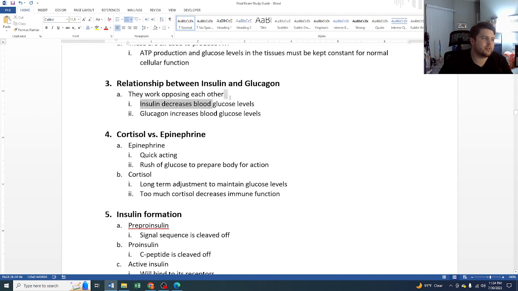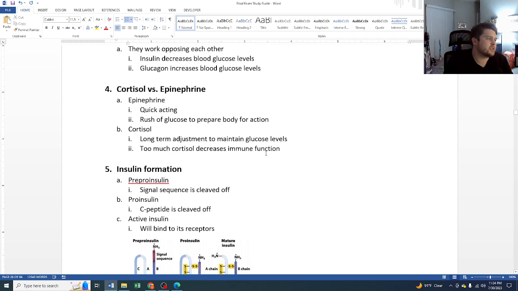Which is what we just said right here, the changing in the blood glucose levels. Cortisol versus epinephrine. So epinephrine is adrenaline. It's a quick-acting rush of glucose to prepare the body for action. So our fight or flight response will give us a shot of adrenaline or epinephrine. Cortisol is more of a long-term adjustment to maintain the glucose levels.